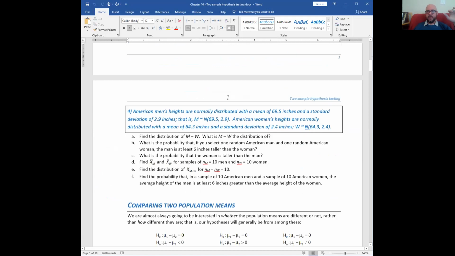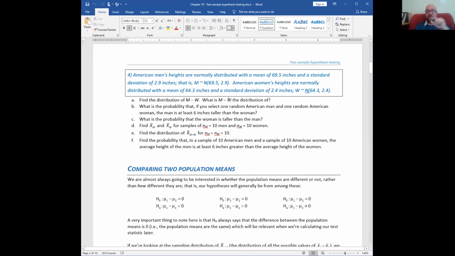All right, that is enough random theorizing. Let's do an actual problem. All right, so I've got American men's heights are approximately normally distributed with a mean of 69.5 and a standard deviation of 2.9 inches. I'm going to call that distribution M for men, obviously. American women's heights are normally distributed with this mean and that standard deviation. So W, the distribution of all American women's heights, is approximately this.